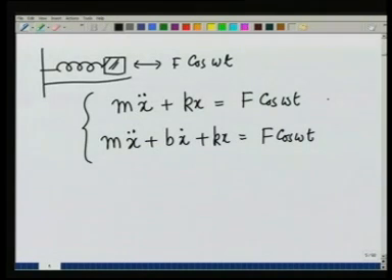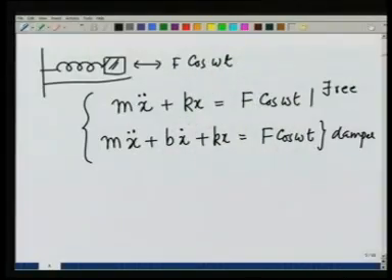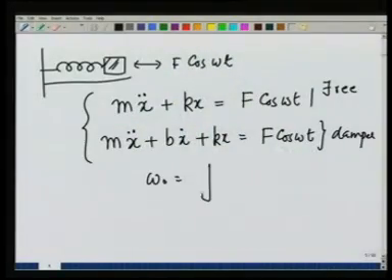This is a free oscillator and this is a damped oscillator. And we want to look at the solutions of these two equations and see how they vary when omega is changed from one frequency to another in relation with the frequency of the oscillator itself, which is omega 0 is equal to square root of k over m.